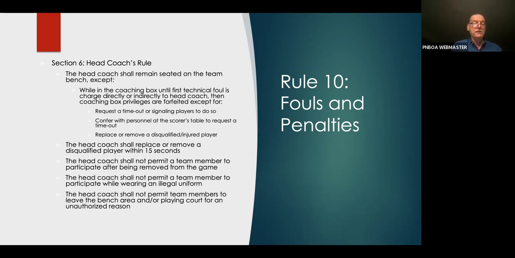Coach needs to replace a disqualified player within 15 seconds. So if somebody ends up with 5 fouls, you report the foul to the table. The table says, hey, that's 5 on number 3. You turn, you look at the coach and you say, coach, that's 5 fouls on number 3. You turn back to the table and you say, I need a horn, which means start a 15-second clock. And then the coach has 15 seconds to replace that player. And if he does not have him replaced in 15 seconds, it's a technical foul.